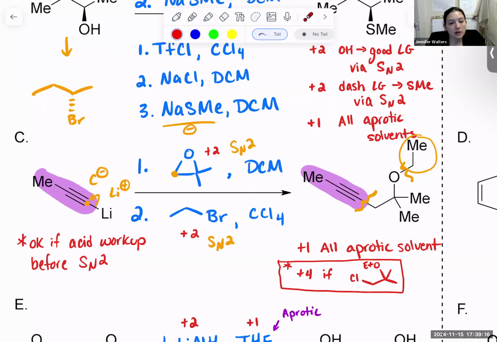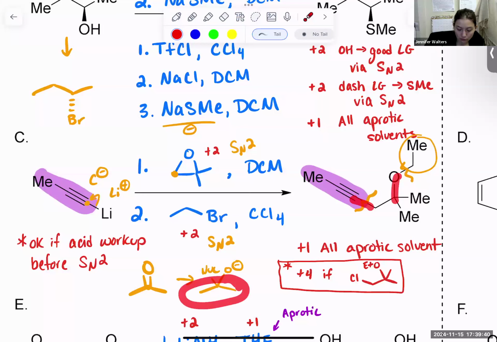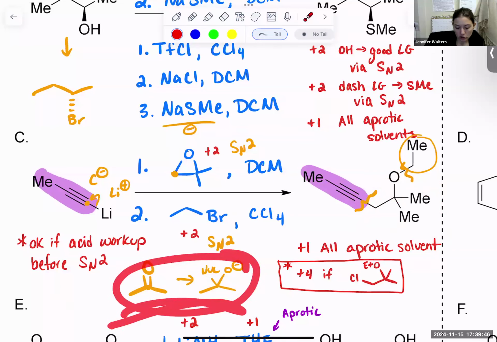A common error that was made was instead of having my epoxide, you tried to use a ketone, but the problem with this is that then your nucleophile ends up on the same carbon as the oxygen, not on the opposite carbon. Also, this only adds 3 carbons, not 4. So there's 1, 2, 3, 4 carbons. So that was the other problem with this structure.